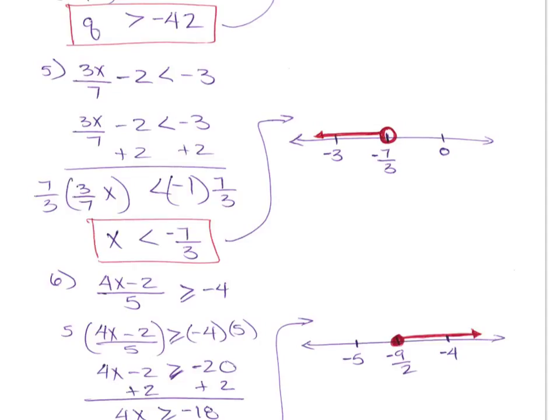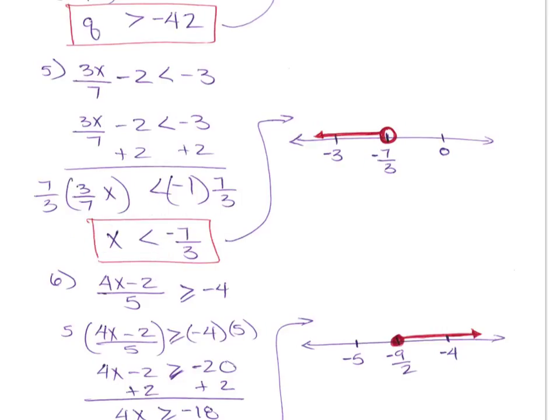Notice that 7 over 7 cancels out. 3 over 3 cancels out. So now we're left with x on the left hand side. Now on the right hand side, you just have negative 1 times 7 over 3. That'll just give you negative 7 over 3. So now here's our solution.